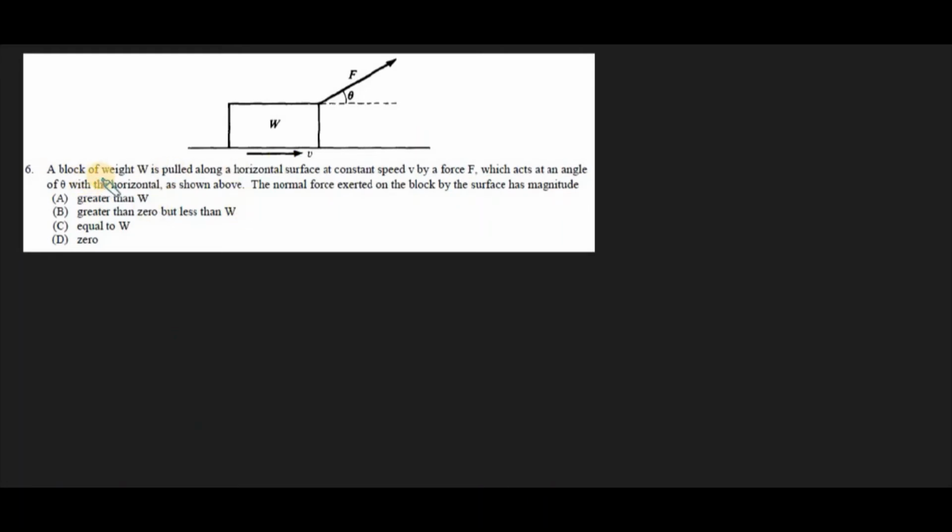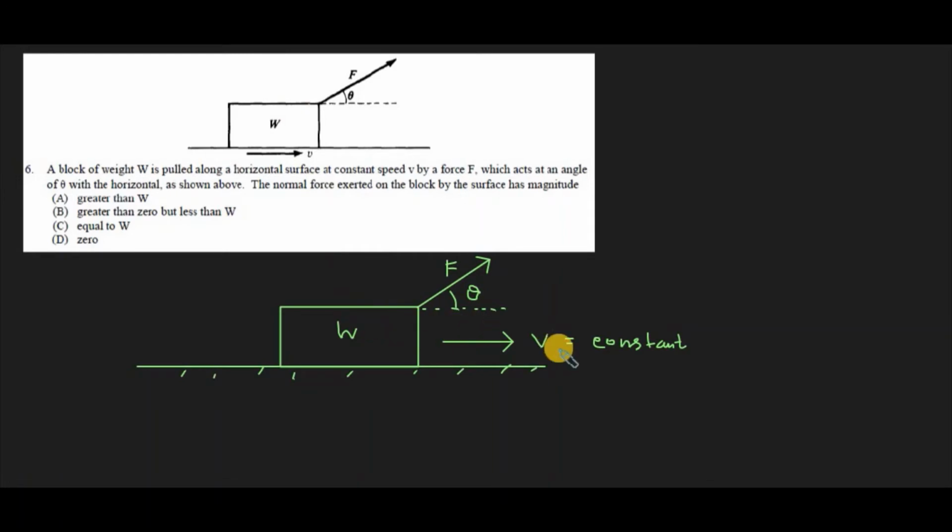So here it is given a block of weight W is pulled along a horizontal surface at constant speed V by a force F, which acts at an angle of theta with the horizontal as shown above. The normal force exerted on the block by the surface has magnitude. So we have to find the magnitude of the normal force. Let's draw the diagram here. This is the diagram of the block moving at constant speed. Constant speed means the acceleration A should be 0.